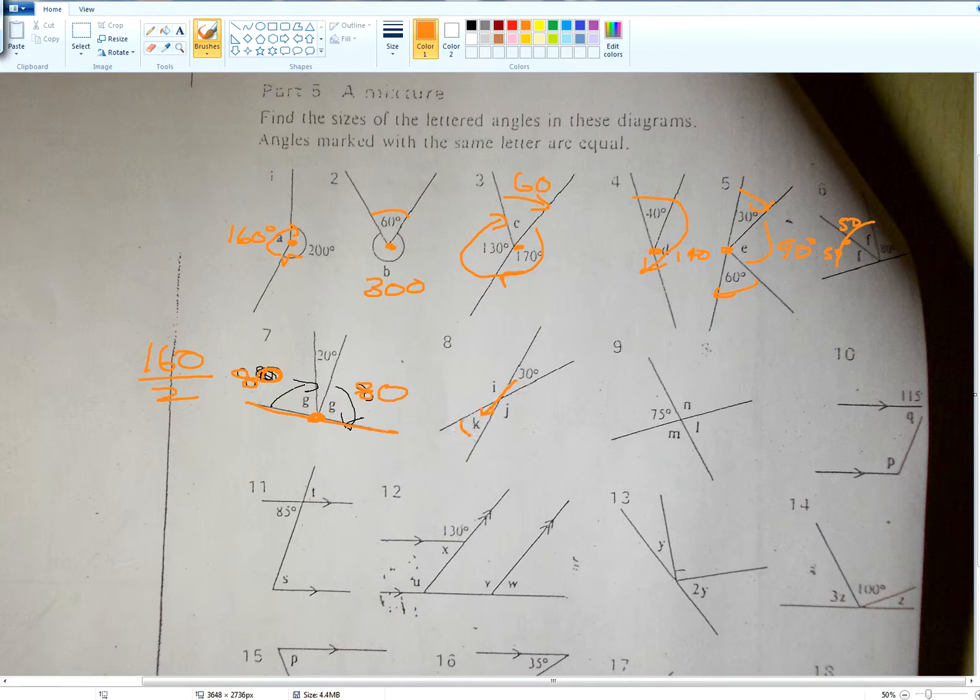Now these two are called vertically opposite angles. So K is also equal to 30. Now 30 and I would be 60.